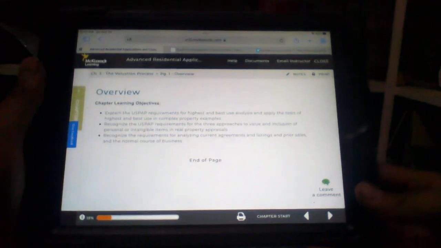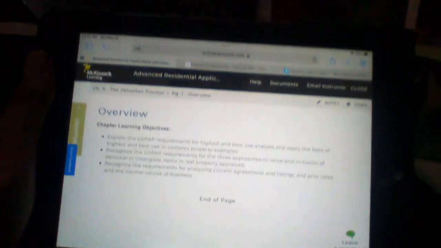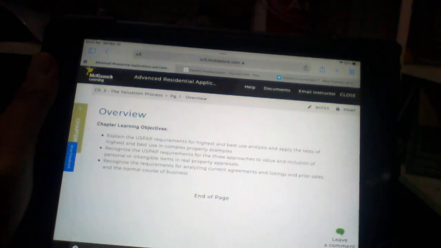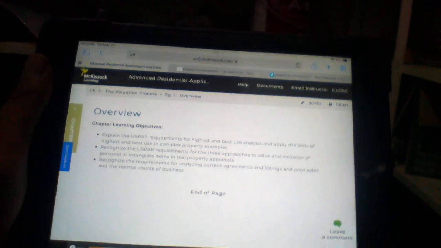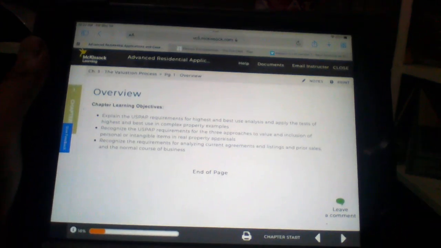Advanced Residential Applications and Case Studies. Chapter 3, the Valuation Process, page 1, Overview. Chapter Learning Objectives.